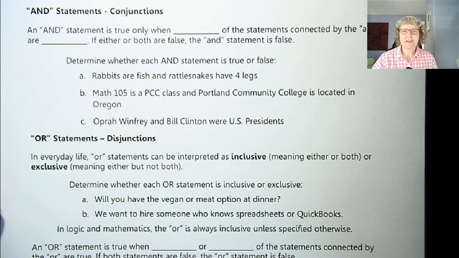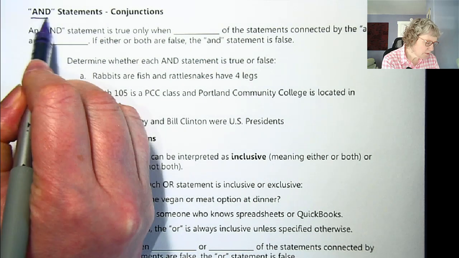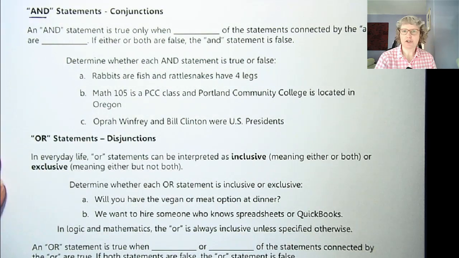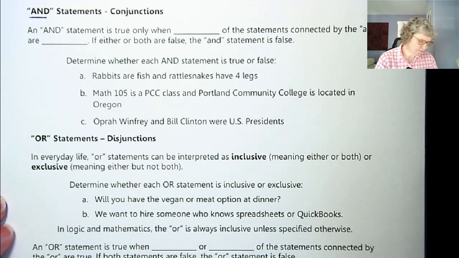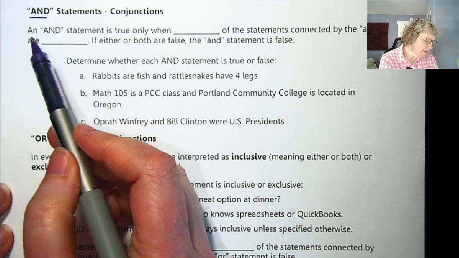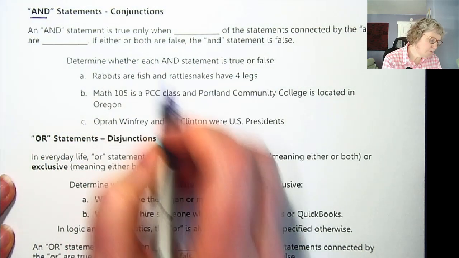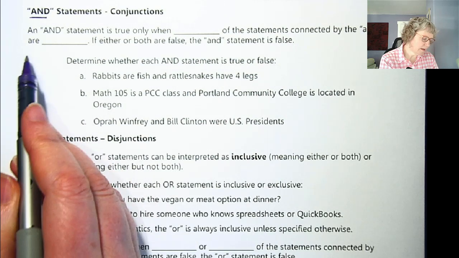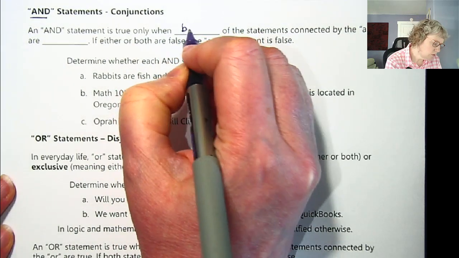Hi again. In this video, we're going to go into more detail on the logical connectors: and, or, and if-then. So let's start with and. An and statement is also called a conjunction. Think of conjoining, you're putting two things together. An and statement is true only when both of the statements connected by the and are true.